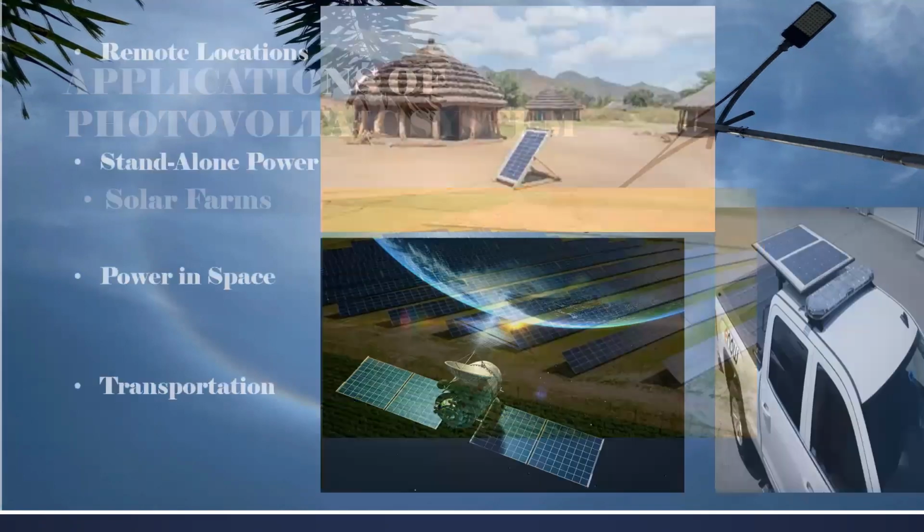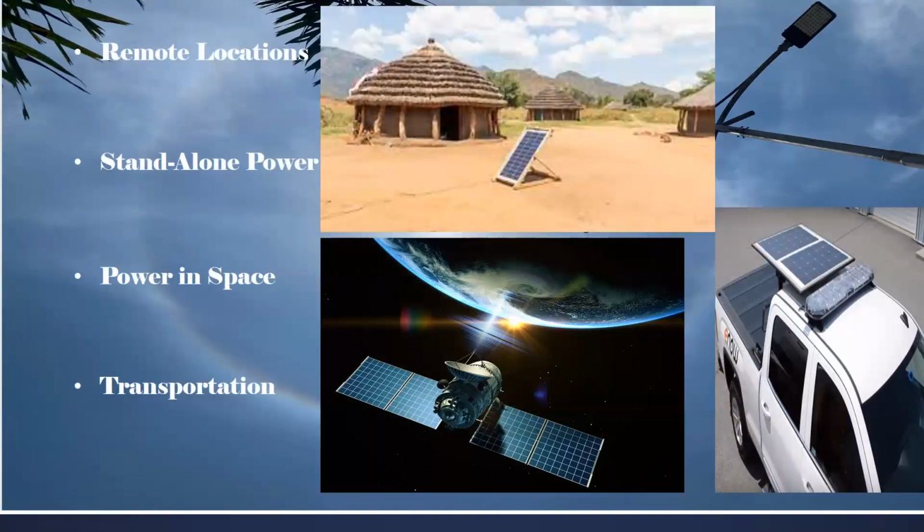Next is remote location. It is not always cost effective, convenient, or even possible to extend power lines to locations where electricity is needed. PV can be the solution for rural homes, villages in developing nations, lighthouses, offshore oil platforms, desalination plants, and remote health clinics.